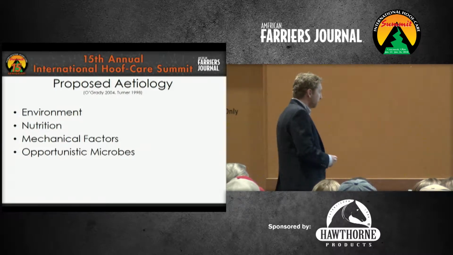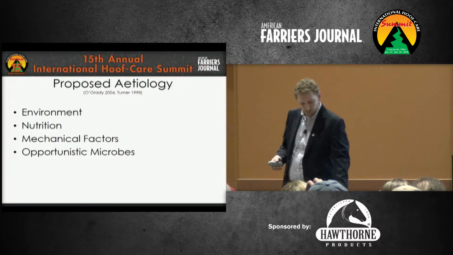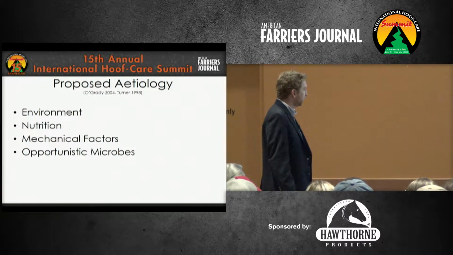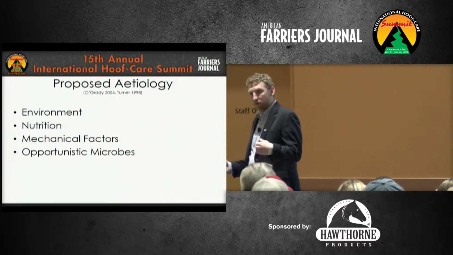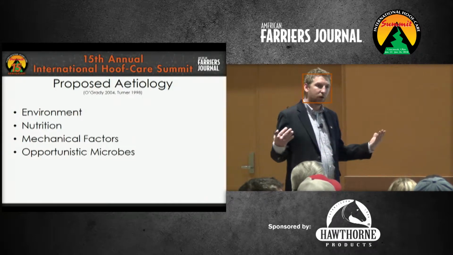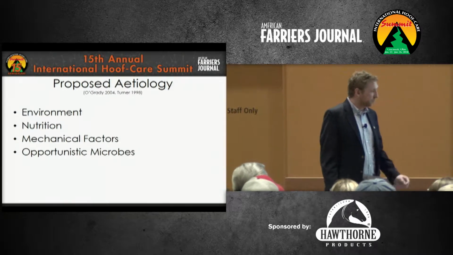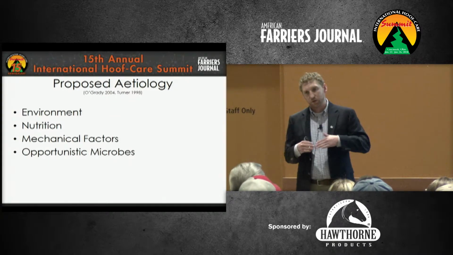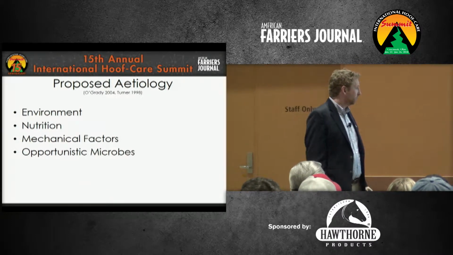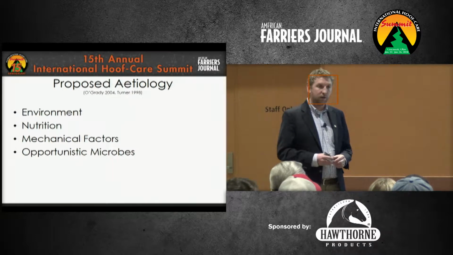So again, there are a multitude of proposed etiologies out there, as most recently described by Moyer and O'Grady, and some of this came from Turner. It's probably some sort of combination between the environment, some nutritional factors, and mechanical forces placed upon the horse's hoof capsule. It's thought that those things predispose or allow opportunistic microbes to invade that area. Those microbes are thought, and have been shown, to be keratinolytic or keratinopathogenic, meaning that they degrade the keratin of the horse's hoof wall.